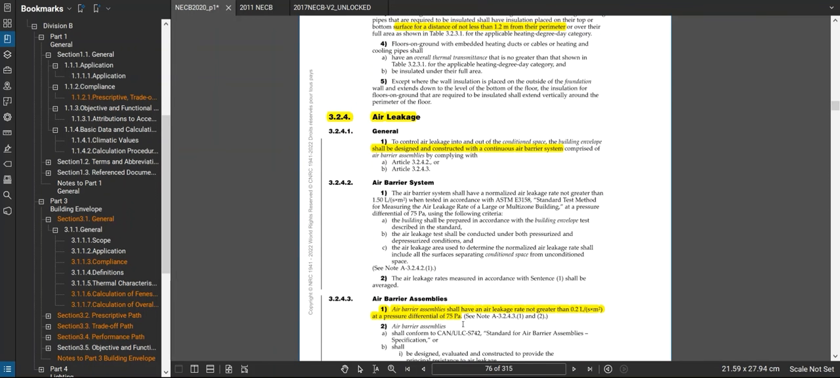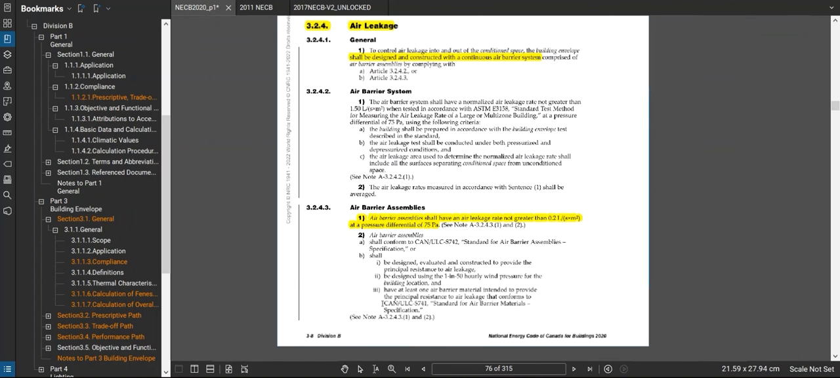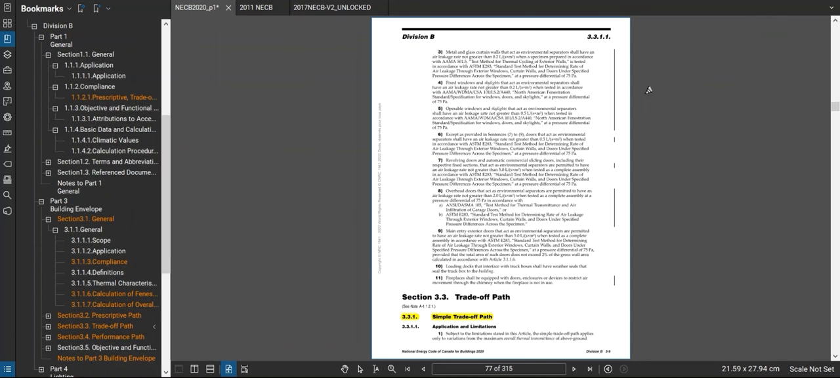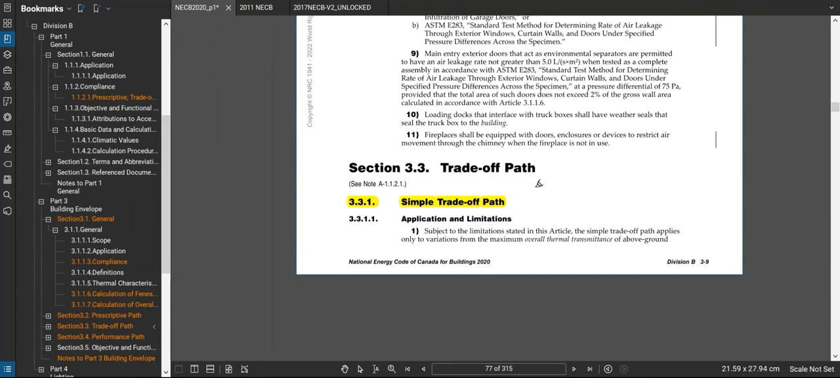And then how well does the overall air barrier assembly have to perform? Well, it's 0.2 liters per second per meter squared at a pressure differential of 75 Pa. So you do blower door tests to ensure that you meet the air barrier requirements. Okay, and so that's kind of the most important things out of the prescriptive path section. Just moving into section 3.3, the trade-off path.